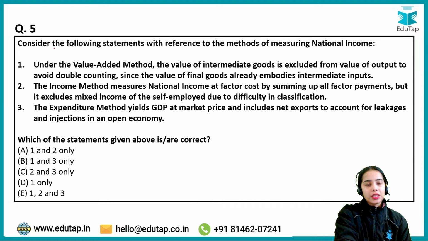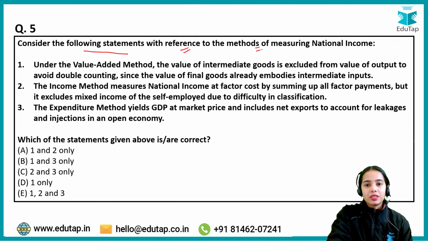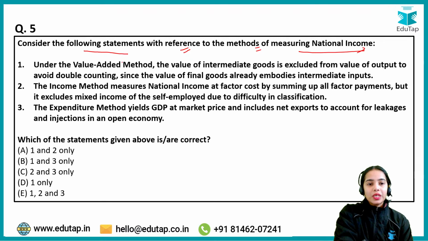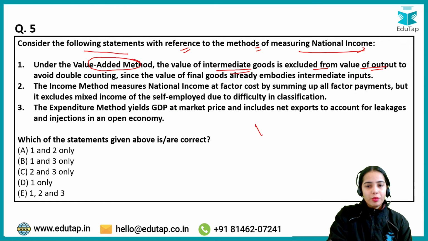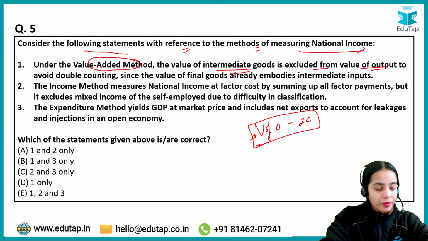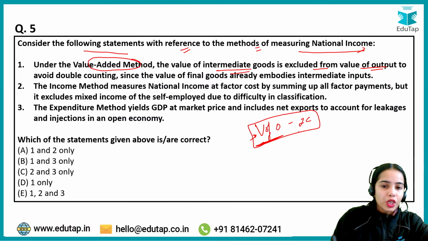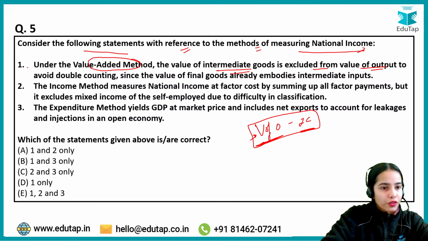Now, coming to the next question, try to answer this question. Consider the following statements with reference to the methods of measuring national income. In the value added method, the value of intermediate good is excluded from the value of output. Is it so? From the value of output, do we deduct the intermediate consumption in the value added method? Yes or no?